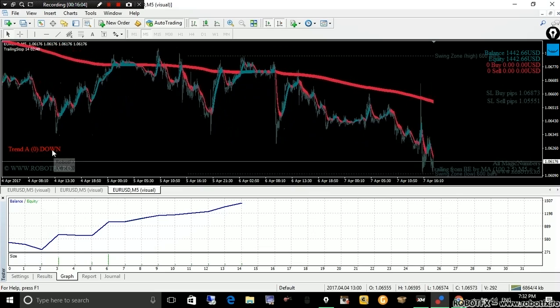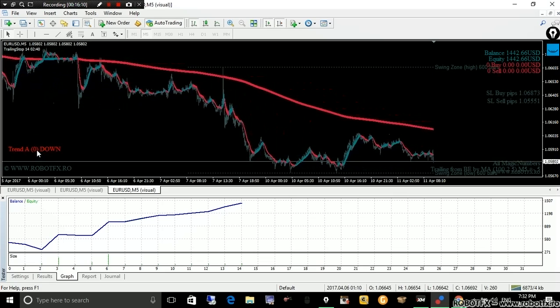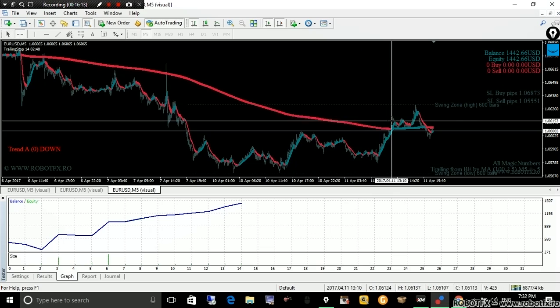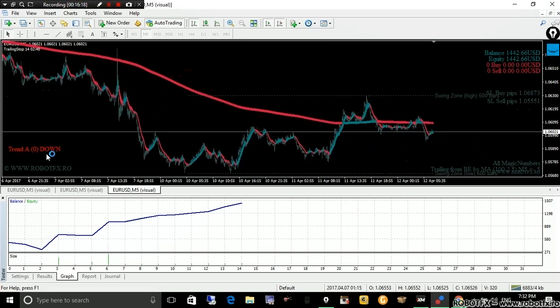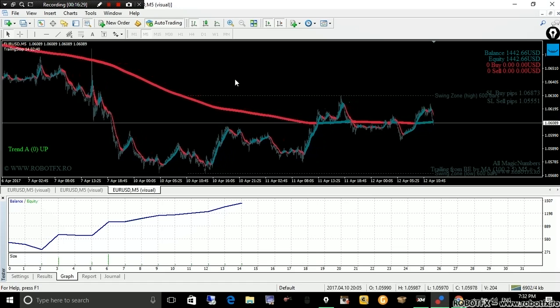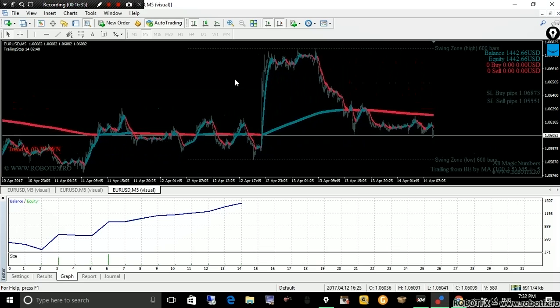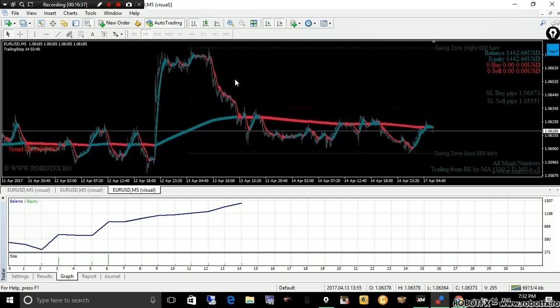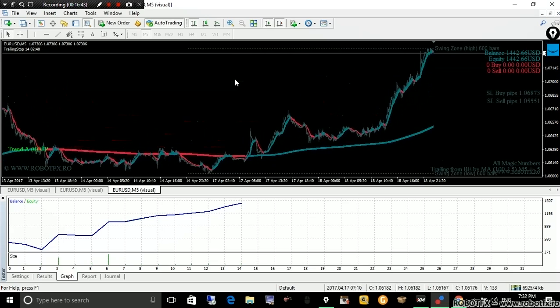So the trend will be written continuously on the chart as soon as the Heiken Ashi changes color. Now we have a downtrend. Trend A is down, and 0 means that we're trading on the current chart. Otherwise, it will write the number in minutes, the candle size in minutes. So it will be trend A 5, M5, trend A 60, H1, and so on.